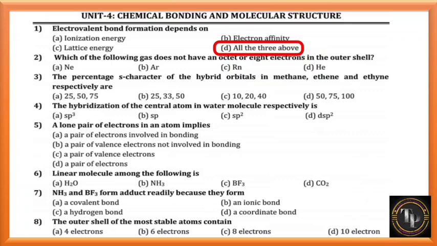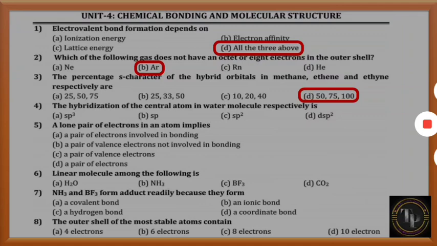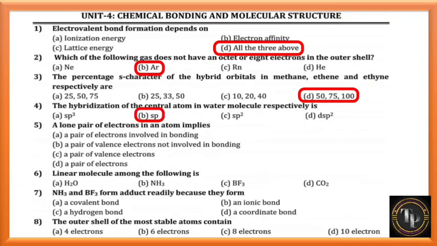Which of the following gases does not have an octet or 8 electrons in its outer shell? Argon. The percentage of s character of hybrid orbitals in methane, ethene and ethyne respectively is 25, 33, 50. They are asking for percentage of s character. Hybridization of the central atom in the water molecule is sp3. The lone pair of electrons in an atom implies a pair of electrons.